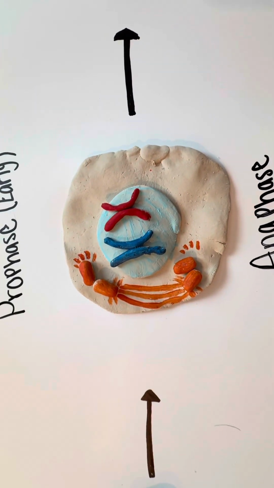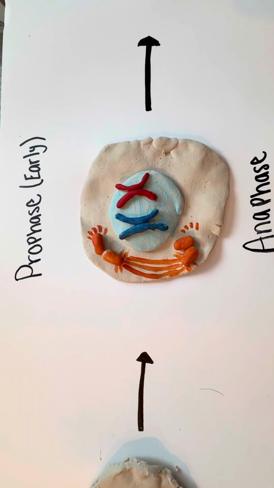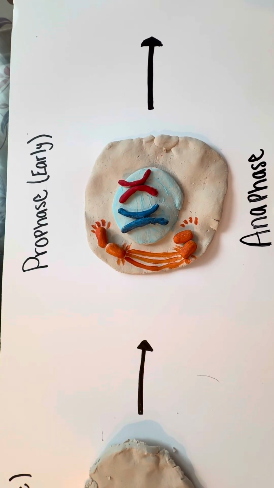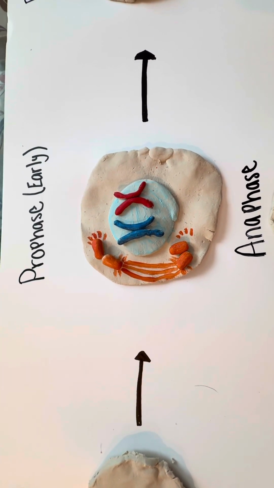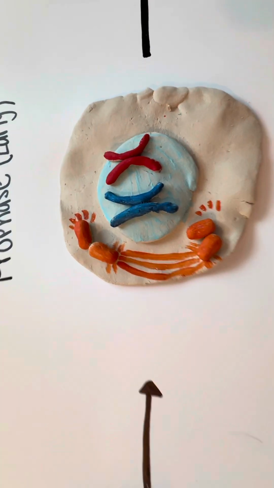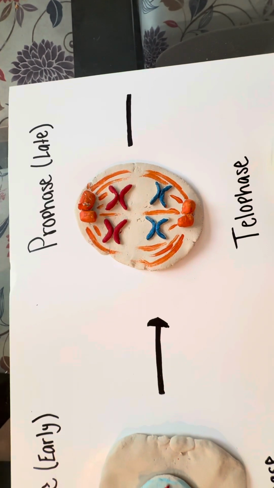Then we go into early prophase, where the chromatin begins to condense into visible chromosomes, the spindle fibers start to form, and the centrosomes begin moving toward opposite sides of the cell. The nuclear envelope is still present, which is that in blue. Also included is the late prophase.